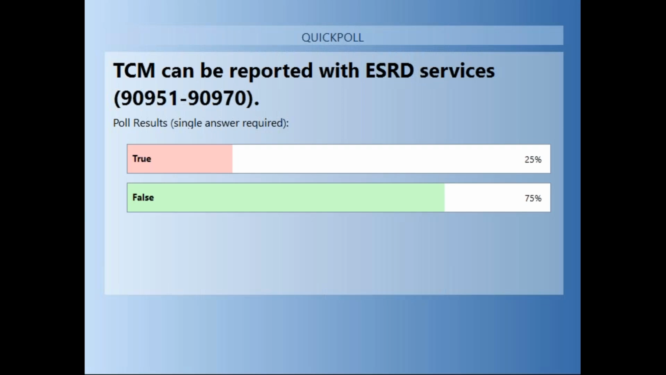Okay, on this one, Shay, we've got 25% of our audience says it's true, and we have 75% who say it's false. Okay, great, Kathy, thank you. It is false, so the majority of you are correct. ESRD services, those codes 90951 through 90970, are listed as not being able to be reported with our transitional care management code. So good job.